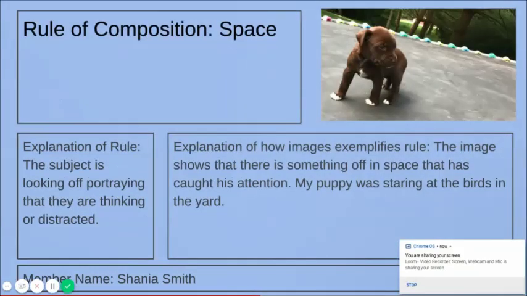I also did the rule of space. It's when a subject is looking off or portraying that they are thinking about something that is not in the image or it's distracting them. The picture I chose was a picture of my dog. He was staring off at the birds in the yard.